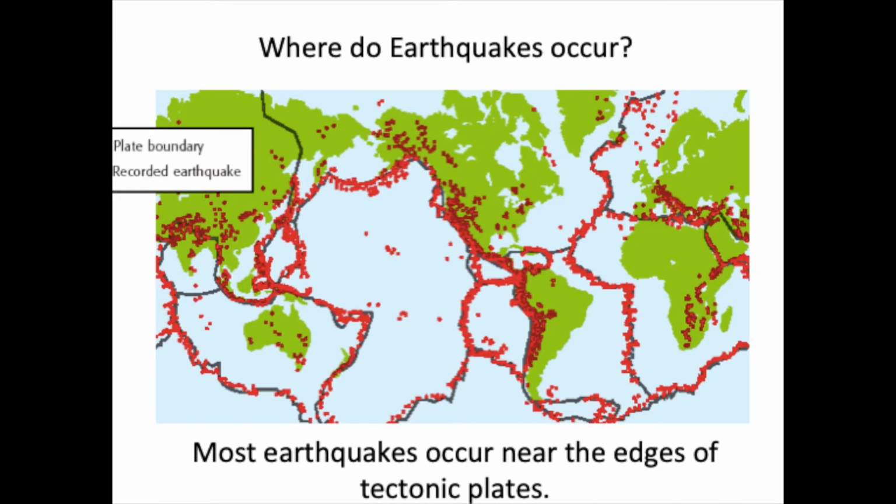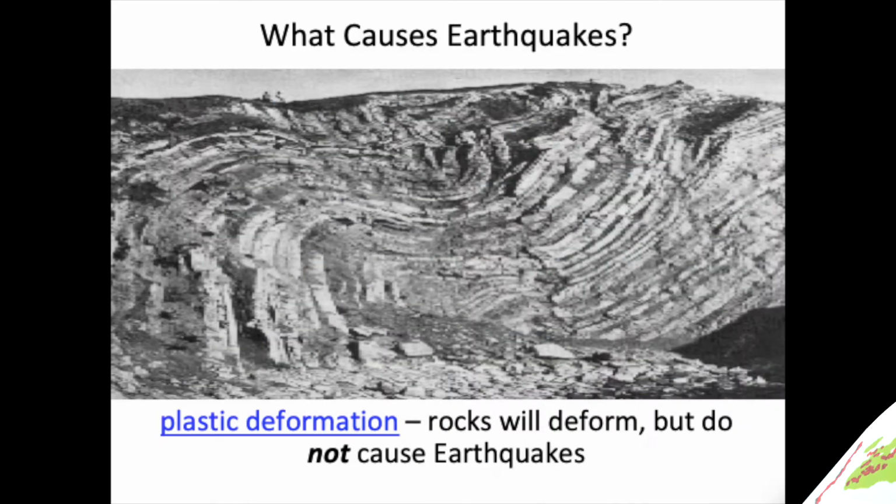And of course this map should look familiar. It's the world map. And the question is, where do earthquakes occur? Most earthquakes occur near the edges of tectonic plates. Each one of these red dots that's on the map represents an earthquake. And the question is, what causes earthquakes?